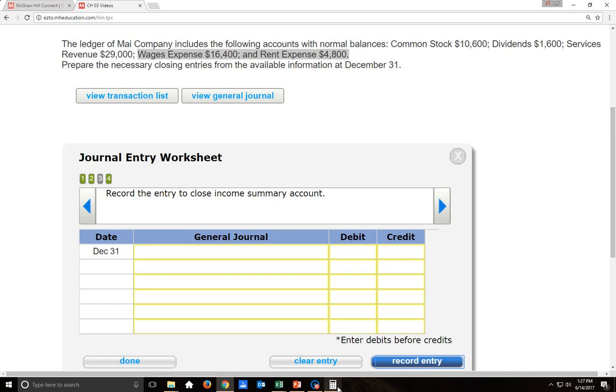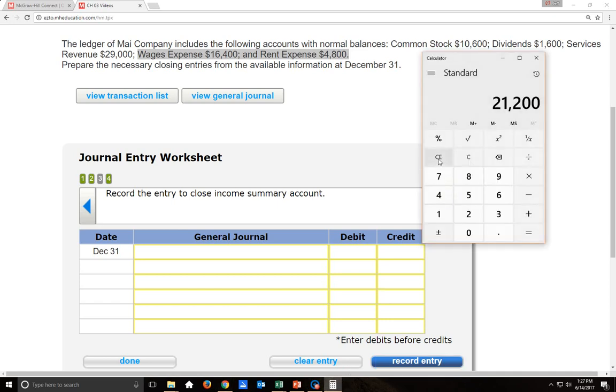So what would be the balance in the income summary account after we take the smaller one from the larger one? Well, we said we had a $29,000 amount as the credit. That represented the revenue. Subtract out the smaller amount. We know that was $21,200. That was the total of all the expenses. So then income summary actually has a balance of $7,800 in it right now.